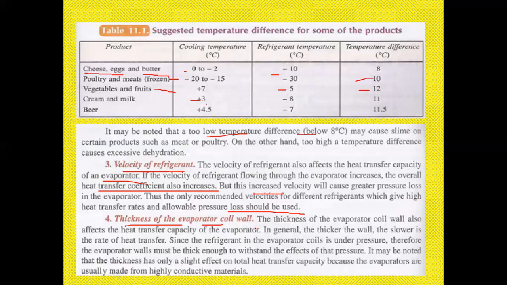Whenever you are using a thin sheet, the heat transfer is very fast, right? Since the refrigerant in the evaporator coil is under pressure, the evaporator walls must be thick enough to withstand the pressure, right? It may be noted that thickness has only a slight effect on the total heat transfer capacity, because evaporators are usually made of highly conductive materials.